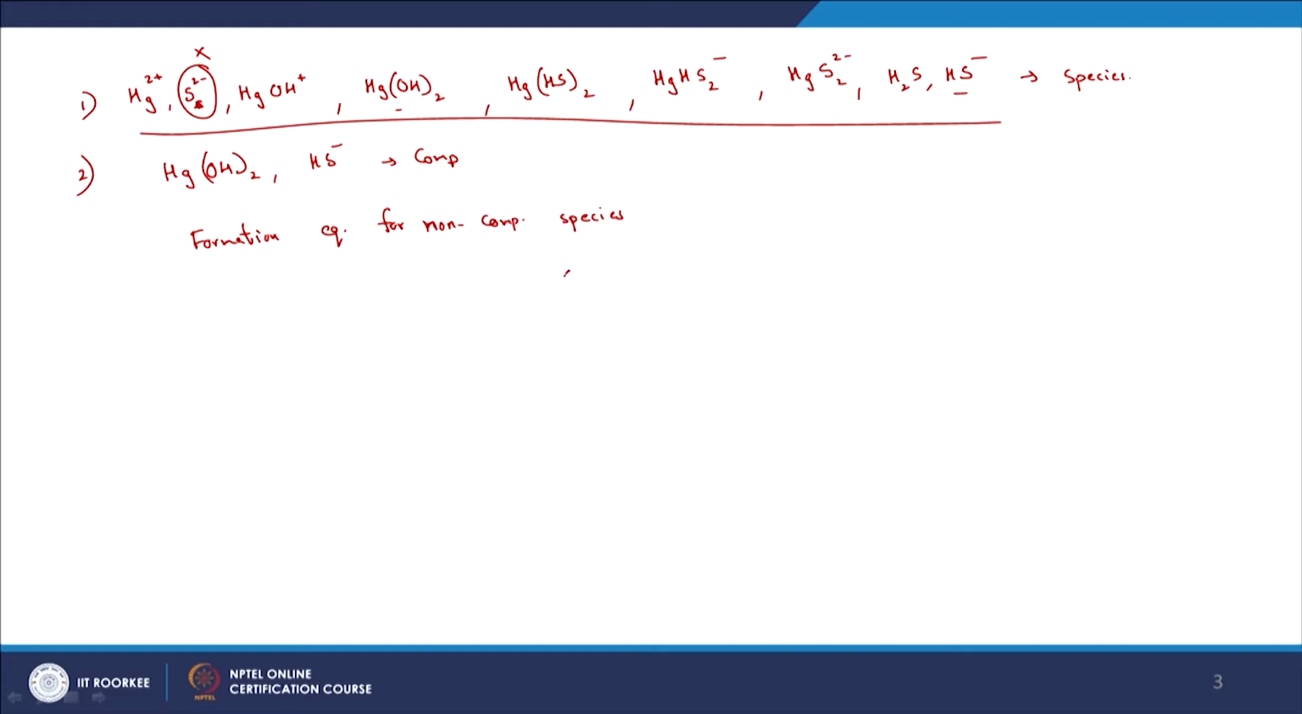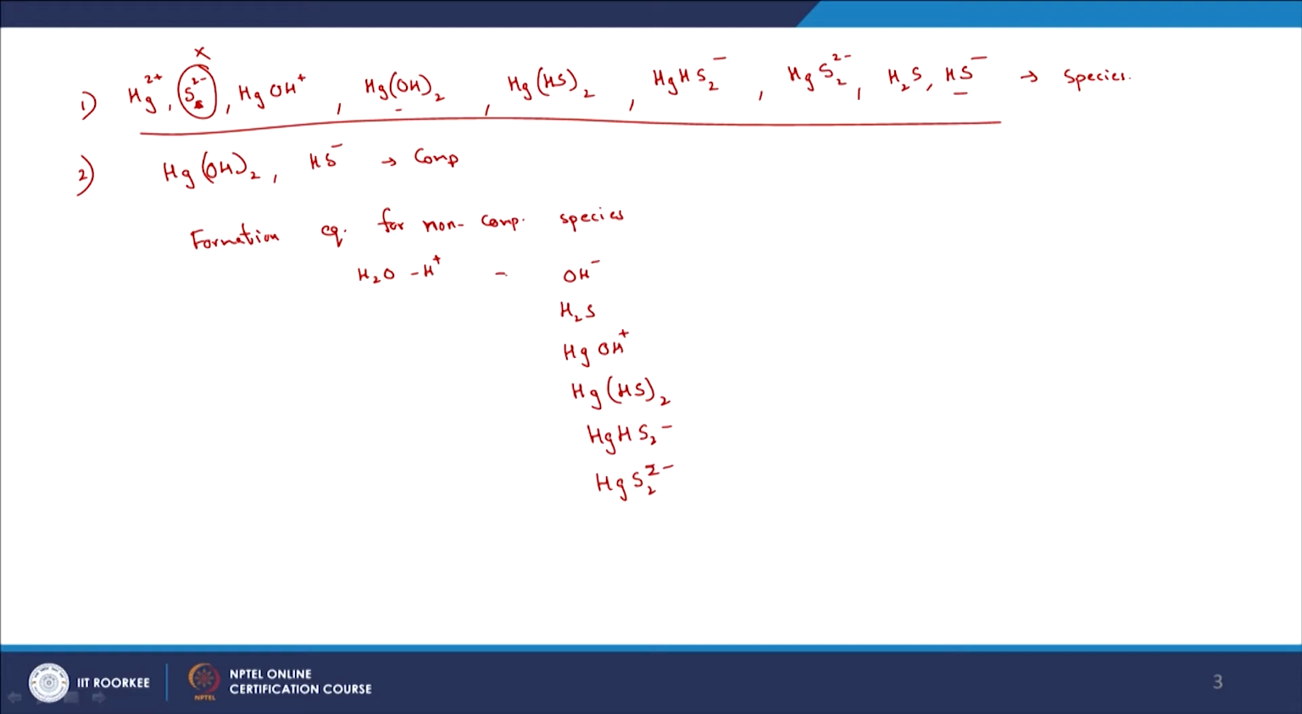They are going to be OH minus, H2S, HgOH plus, HgHS twice, HgHS2 minus and HgS2 2 minus. So these are the non-component species. How can I form them? Here obviously H2O minus H plus will lead to formation of the OH minus.